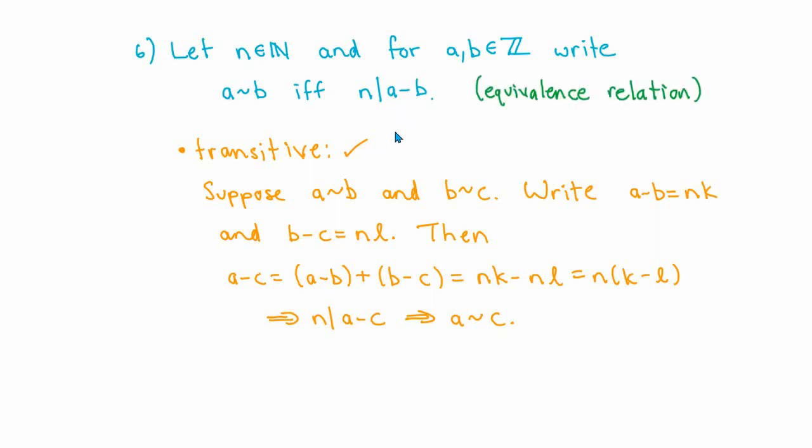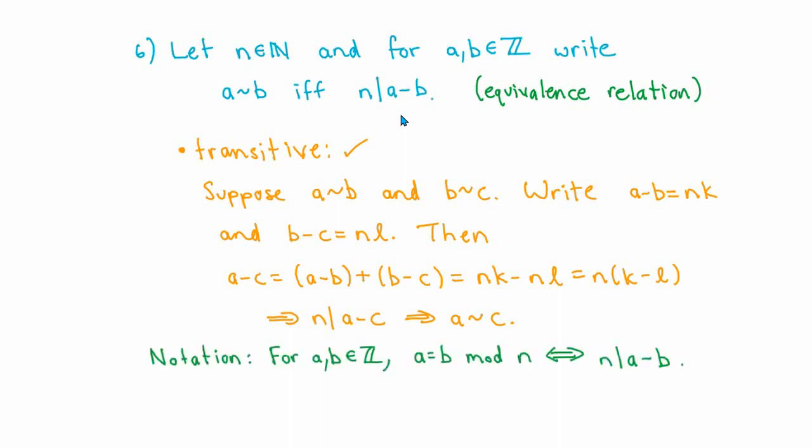As I've already mentioned, this is an important equivalence relation, so it has a special notation to go along with it. If n is a natural number, and a and b are two integers, then we say that a equals b modulo n, if and only if a minus b is divisible by n.